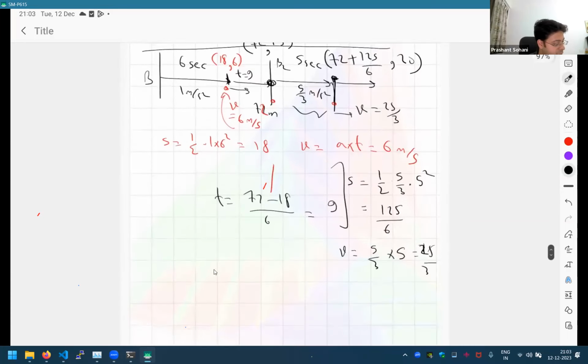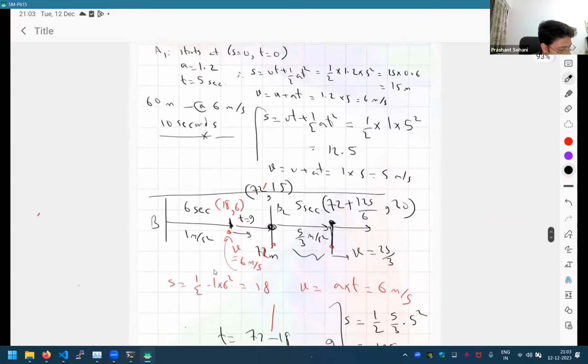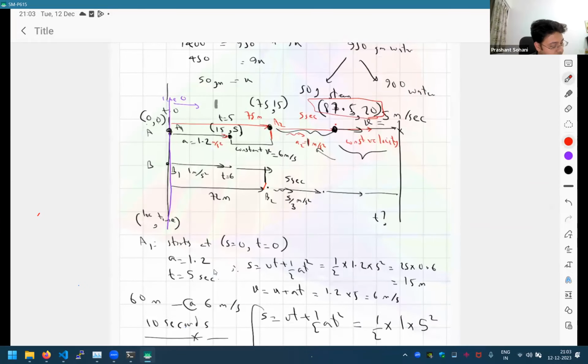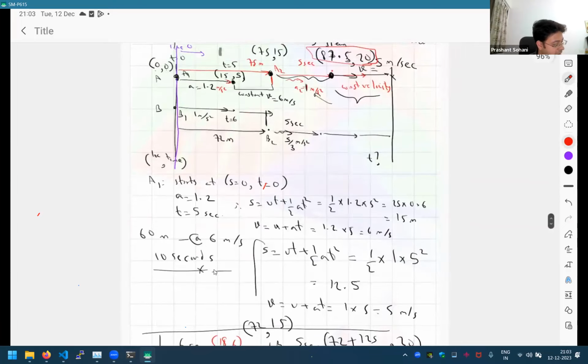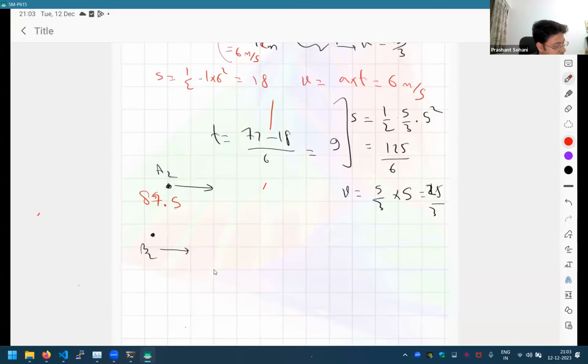So now we can show the position of A2 and B2 in a separate diagram at the moment that they start traveling at constant velocity. So A2 is somewhere, B2 is somewhere. So again, going back to what was A2's coordinate, the last time we saw, A2's coordinate was 87.5, 20, and traveling at 5 meters per second.